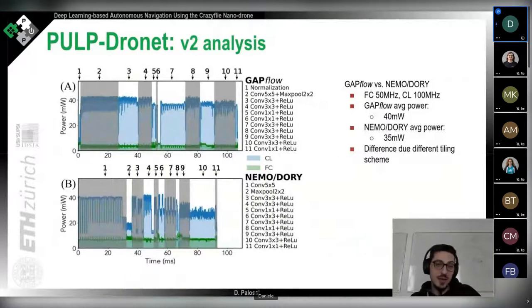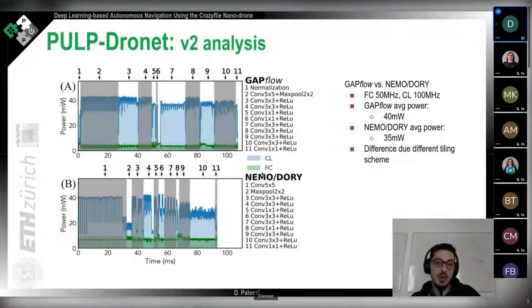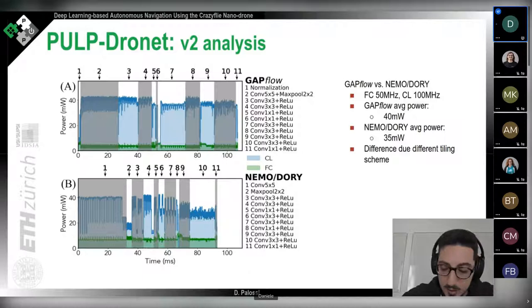And part of this comparison, the GAP flow and the NEMO DORY that I told you before, is reported also here. This is the waveform of the power consumption during one frame inference. You can actually identify the various layers of the convolutional neural network, and on average the two flows behave quite the same. We have an average power of 40 milliwatts for the GAP flow and 35 milliwatts for the NEMO DORY, with a bit smaller execution time. So it is a bit faster than NEMO DORY, but this is due to the different approaches in the tiling scheme. For this network, NEMO DORY was performing a bit better because it is more suitable for this specific topology.